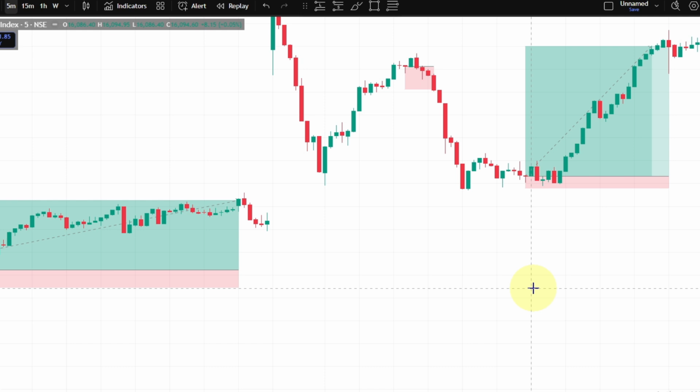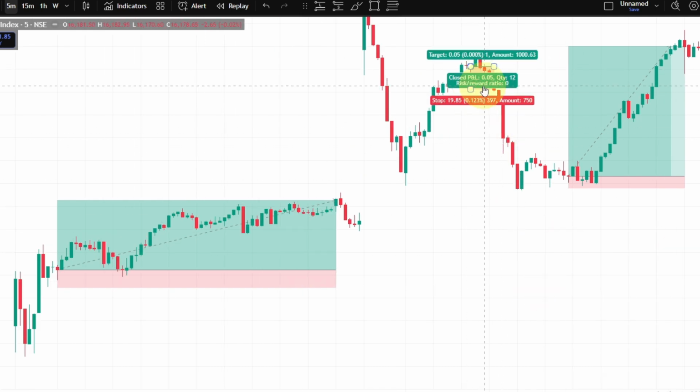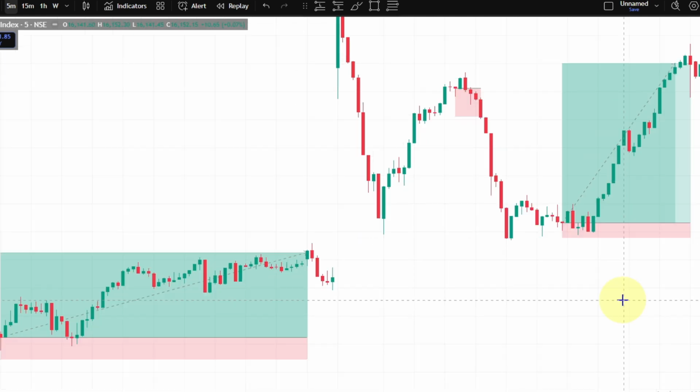So these things matter a lot, because as you can see, we are giving one part to the market and taking 11 parts or 4 parts from the market as a form of profit. So see how a single candlestick pattern can give us a beautiful RR ratio as well as beautiful profits.